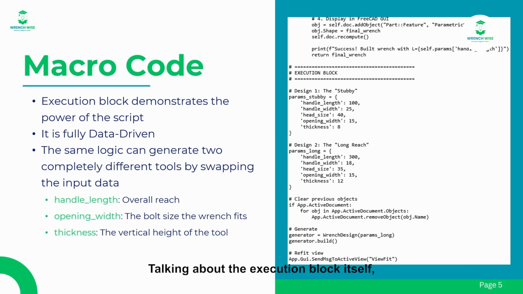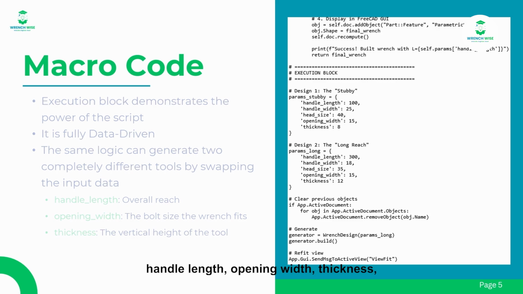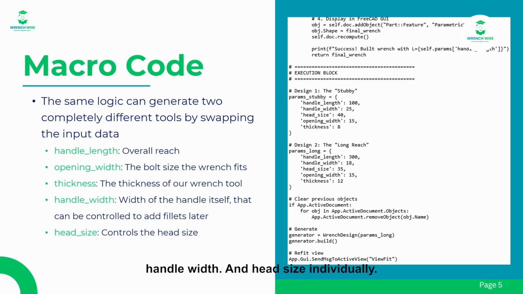Talking about the execution block itself, this demonstrates the power of the script. It is fully data driven. The same logic can generate two different tools by swapping the input data. We have parameters that we can see on the screen right here, such as the handle length, opening width, thickness, handle width, and head size. Individually, each of these helps us parameterize the design of our wrench. So there you go. That's how the macro works. Now let's execute it in FreeCAD and understand how exactly we can use it with the FreeCAD GUI.